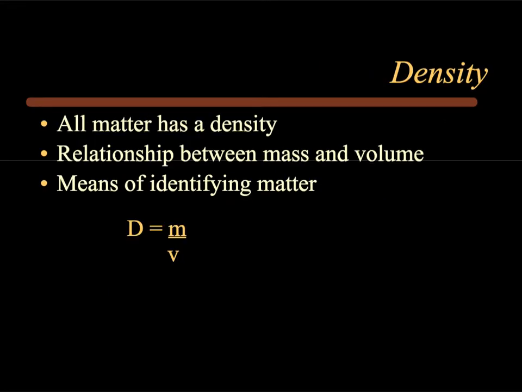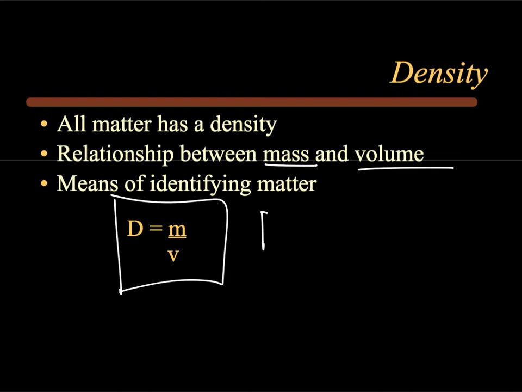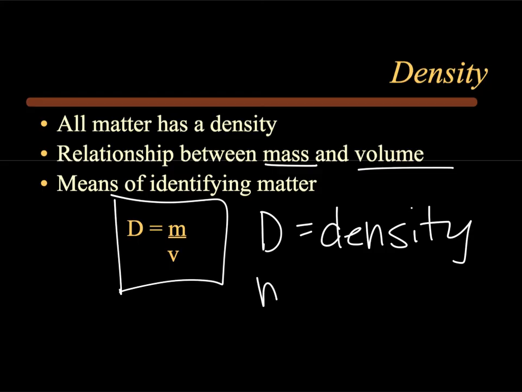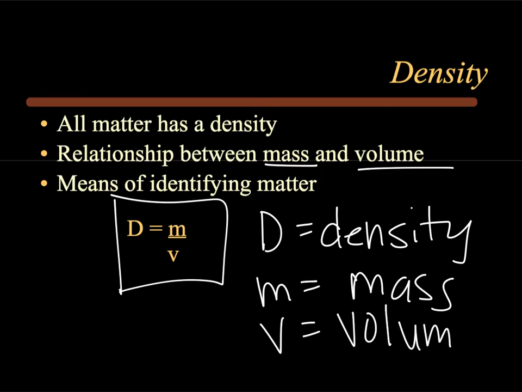Okay, density. So density is a mass and volume relationship. Here is your equation for density, D = M over V. D stands for density, M stands for mass, and V stands for volume. You do need to have this equation memorized. You will need this for the test. So density is mass over volume. We will do some practice problems in class, plugging in the numbers and solving for the missing variable.